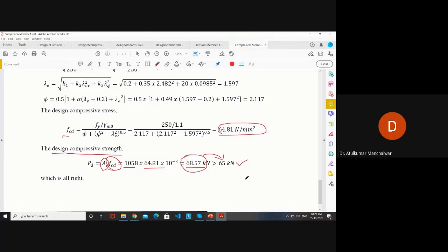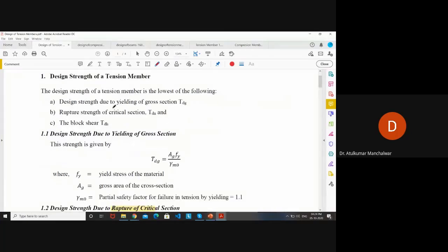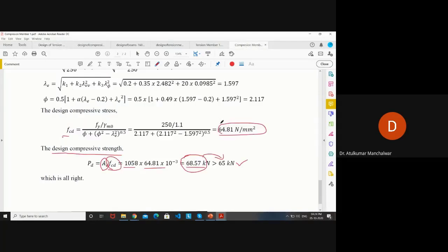So this is the compression member. A compression member fails under compression, by buckling. If you are talking about the tension member, the failure of the tension member will occur due to yielding of the cross section. Please remember this. And rupture strength of the critical section and block shear. These are the failure patterns of the tension member, and the pure compression member will fail under buckling.